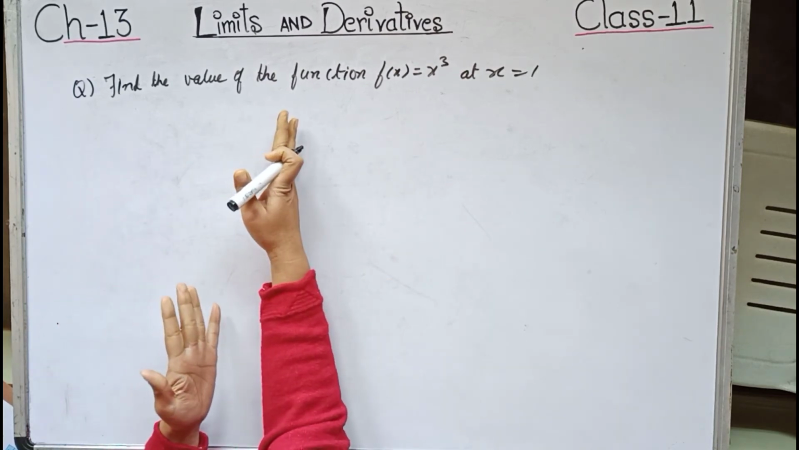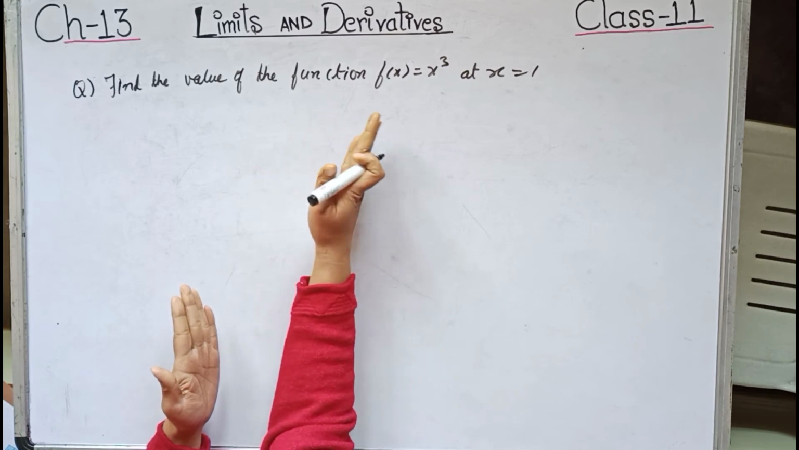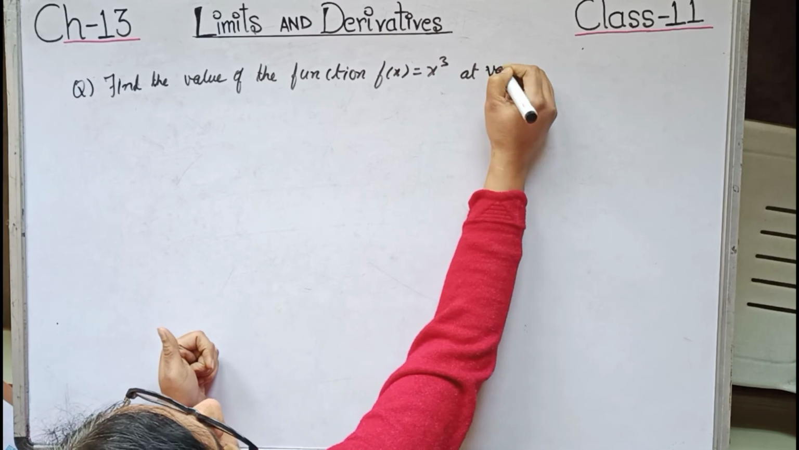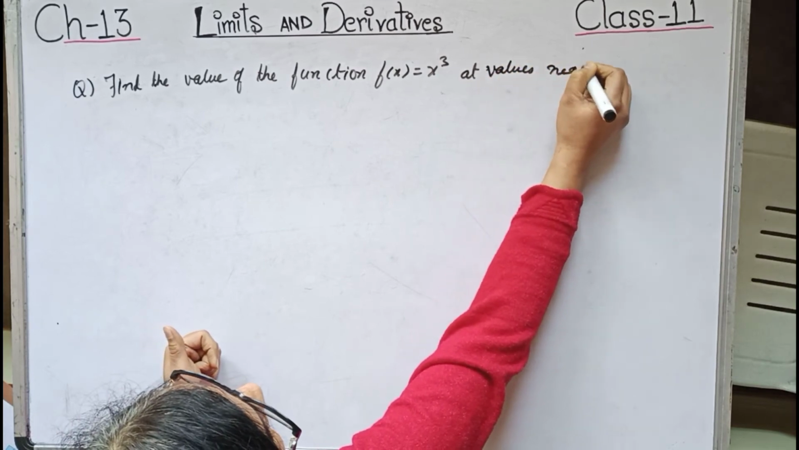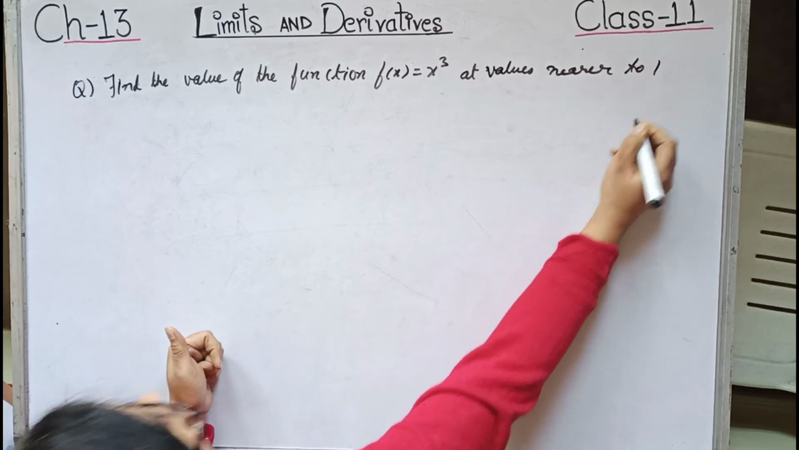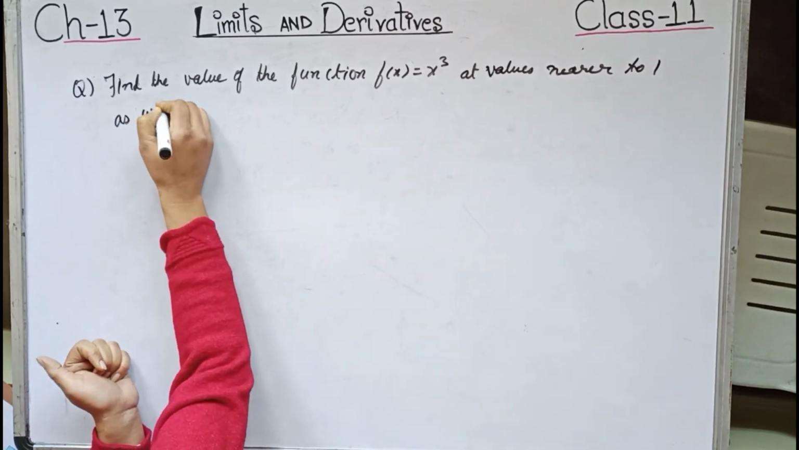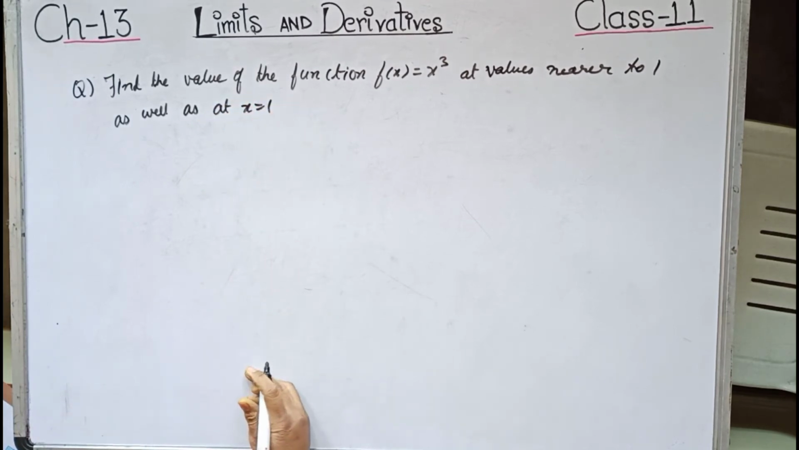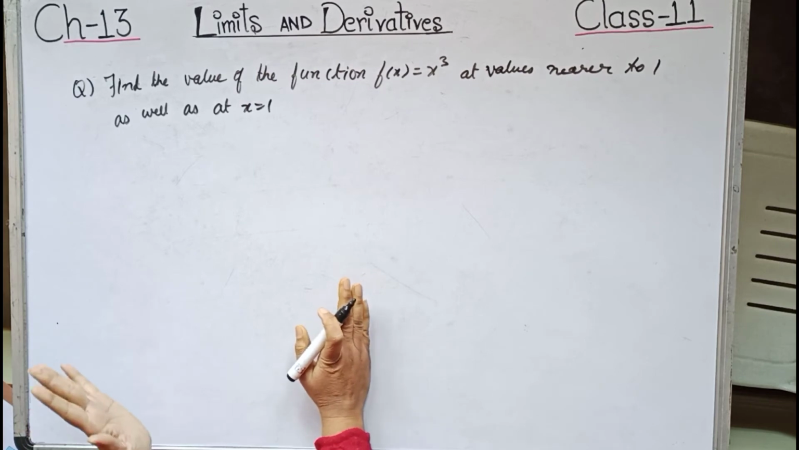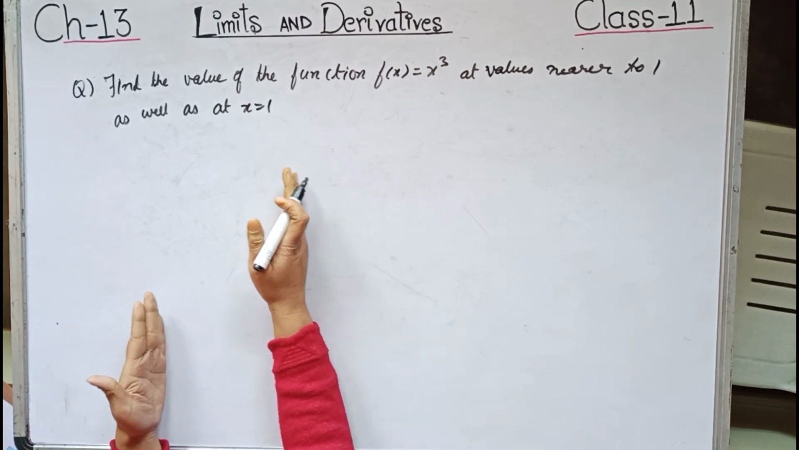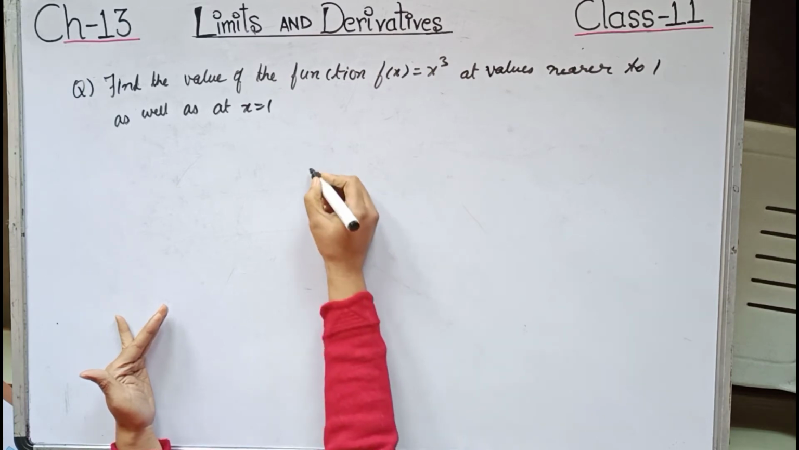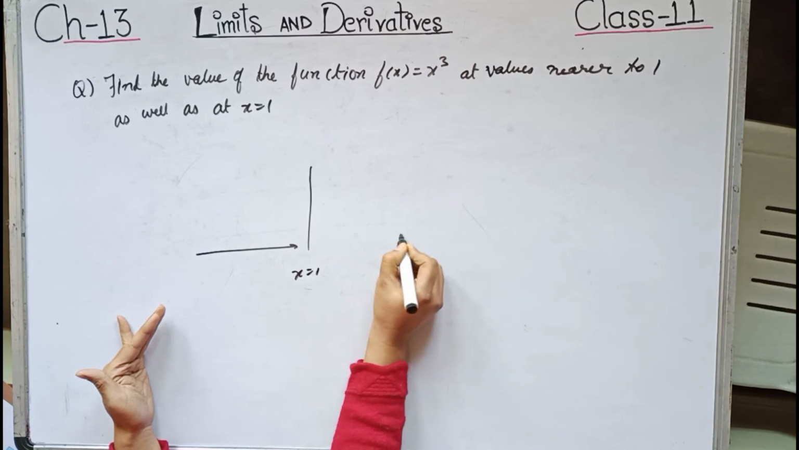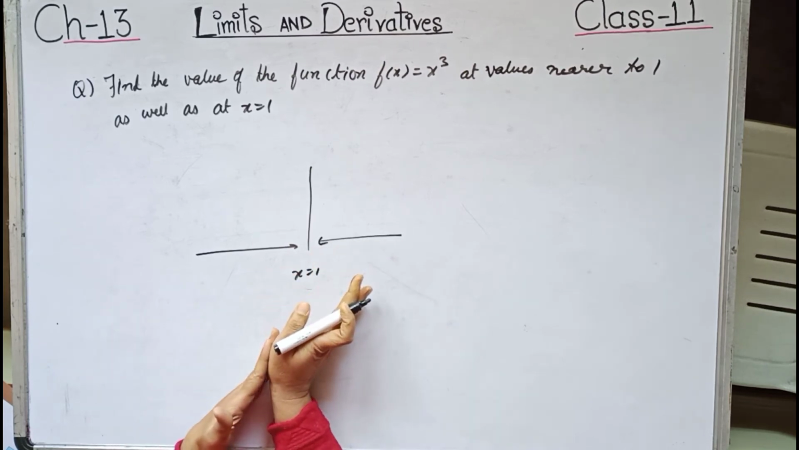Now a bit change I am doing in this question. Find the value of the function f(x) is equals to x cube at values nearer to 1 as well as at x is equals to 1. Now for this, nearer to 1 means the value we can take less than 1 as well as 1, means at x is equals to 1. So the value of x can be taken less than 1 as well as more than 1.